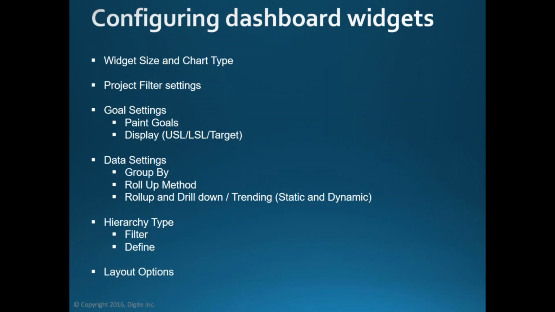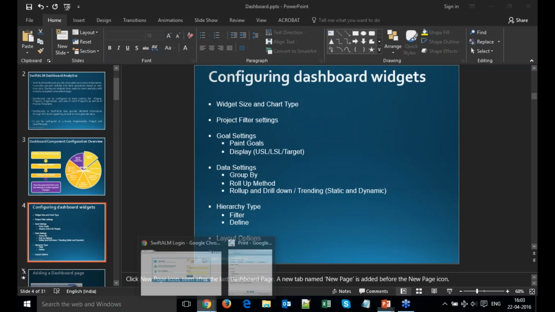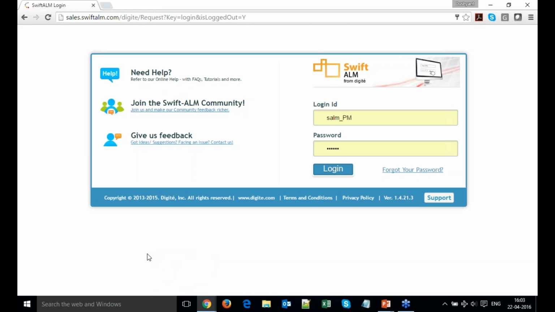Then again, you have the hierarchy type, which is filter hierarchy and define hierarchy. Again, these two options are available at an org level dashboard or a personal level dashboard. So that is not available at a project level dashboard. And the other option, not the least, is the layout option. You can say I just want to see the chart on a dashboard widget, or I want to see only the table, or I want to see both chart and table, and vice versa. So let me go to the application now, and we'll be completely on the application for this particular topic.